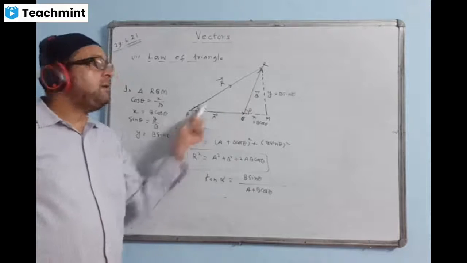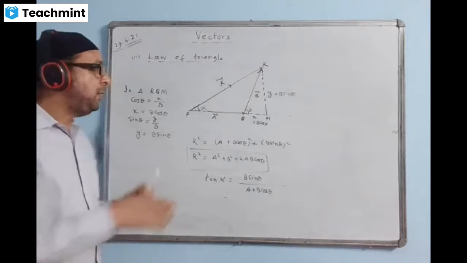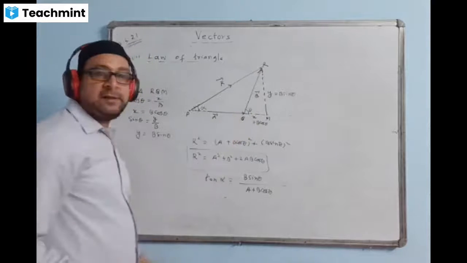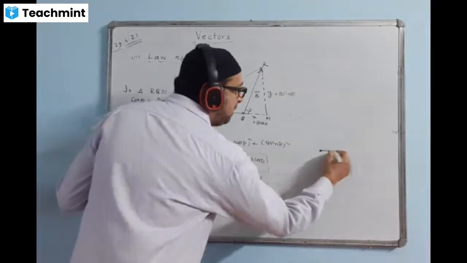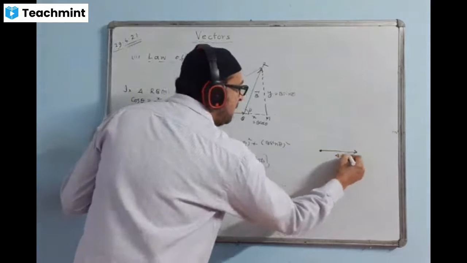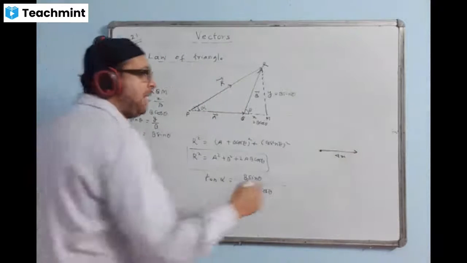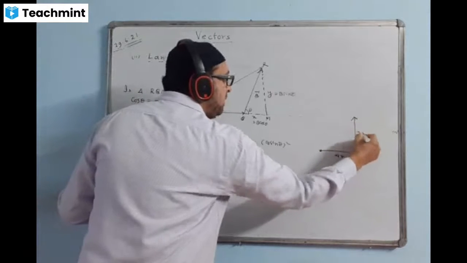In the law of triangle, we follow the tip to tail rule. The tip of one vector will connect with the tail of the other vector like this. You know that a boy moves 4 meters, maybe towards east, suppose. And 3 meters towards north.